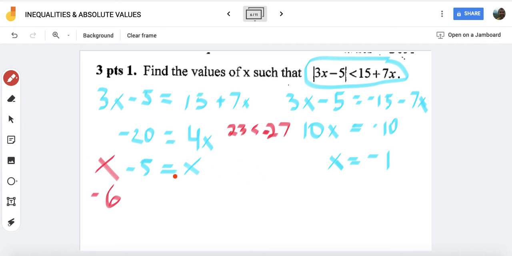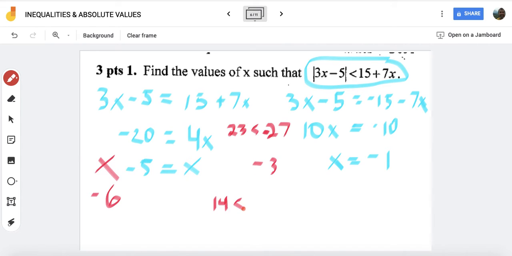Now I'm going to test a point in between negative 5 and negative 1. How about negative 3? Plug in a negative 3 here. Negative 3 times 3 is negative 9. Negative 9 minus 15 is negative 14.